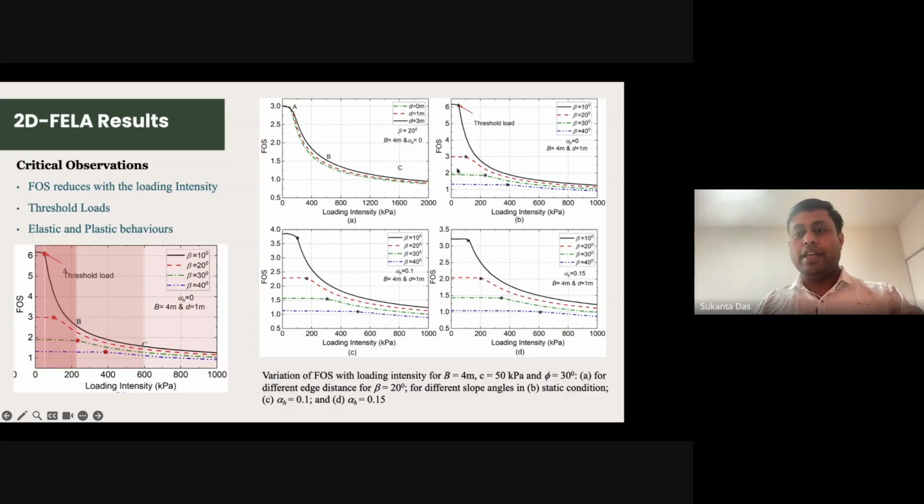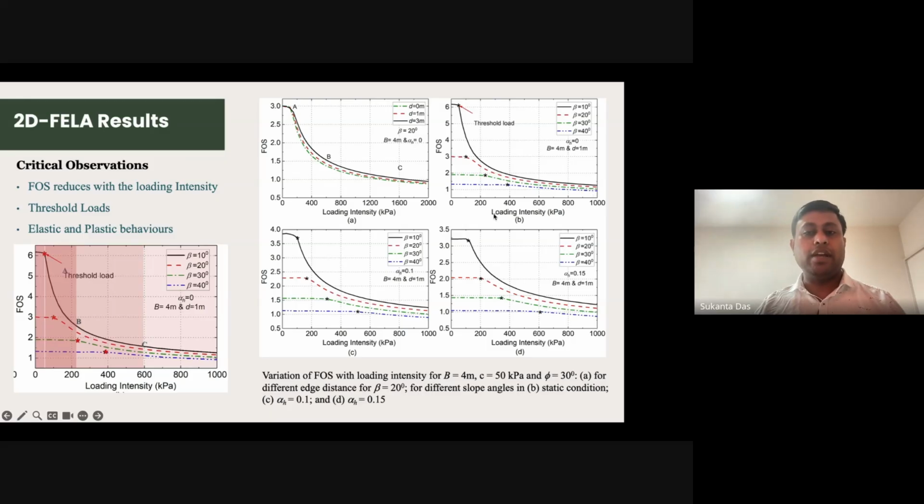So this is stability and loading intensity for the static condition. Footing width, foundation width is 4 meters, and edge distance is 1 meter. So we keep these parameters neutral, and then we try to see the threshold load. And in every case, as I have discussed, the threshold load is changing, the factor of safety is changing, but after that, it is going to form an equilibrium condition.